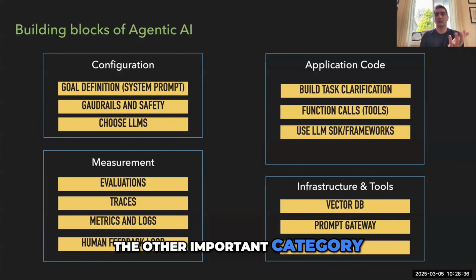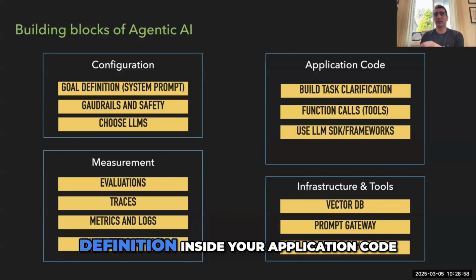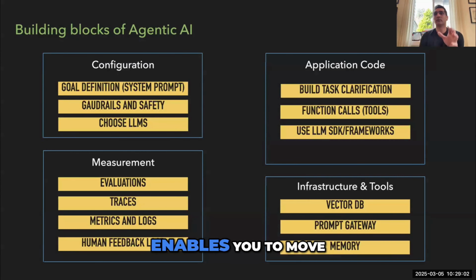The other important category, which is emerging, is a prompt gateway, being able to dispatch calls, incorporate different large language models quickly, get tracing and metrics out of the box, apply guardrails at the perimeter and at the edge, being able to route to the right task definition inside your application code. It enables you to move faster by focusing more and more on the application code, the things that define your user experience, along with your configuration.